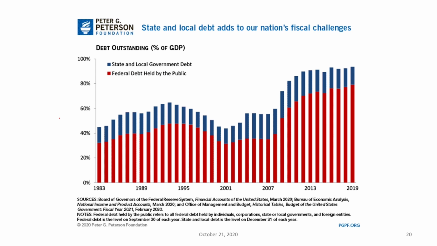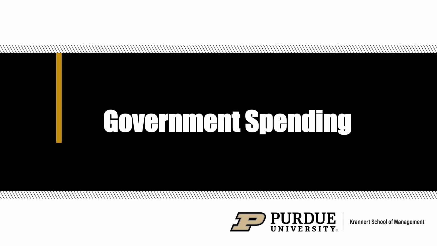And state and local debt has become a major issue in addition to federal debt. So we talked about how large federal debt is. We can throw on state and local government debt as well. State and local governments are not paying their bills either. They're borrowing a significant amount. Anyway, thanks. That's a brief summary of government spending.